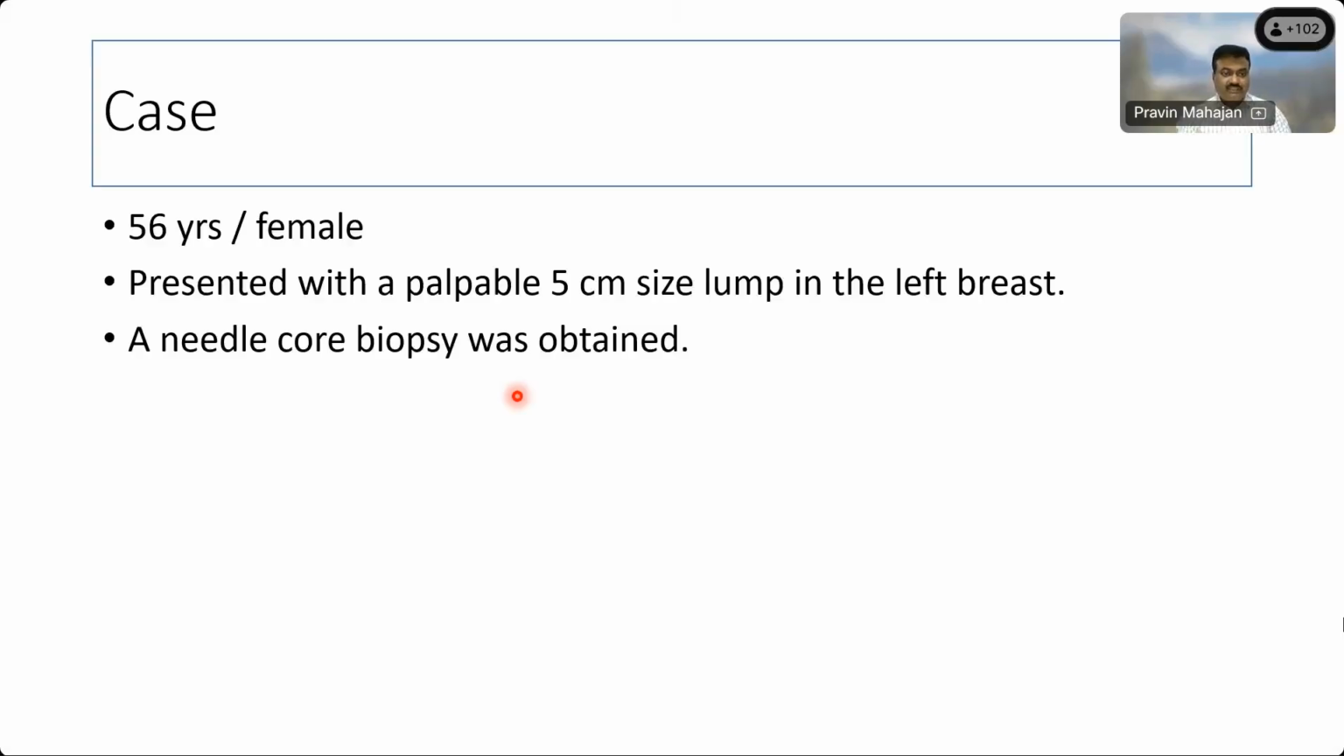So this is a 56-year-old female. She had a 5 centimeter palpable lump and needle core biopsy was done as usual. Nowadays, nobody does FNAC, and FNAC should not be done. If your surgeon is doing FNAC for a breast lump, you have to tell them you cannot do FNAC these days. Please give me a biopsy, because it's very important.